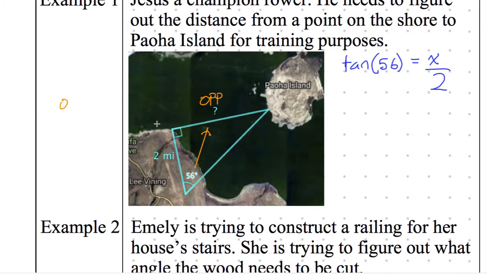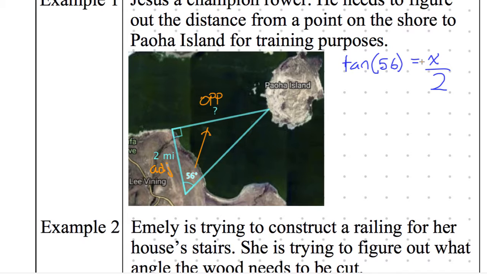So we have the opposite labeled. We know that this is the adjacent because it's right next to our angle. So this is the ADJ, the adjacent, which is also kind of hard to see. So I'm doing opposite over adjacent. I'm doing x over 2. I'm going to solve for x.